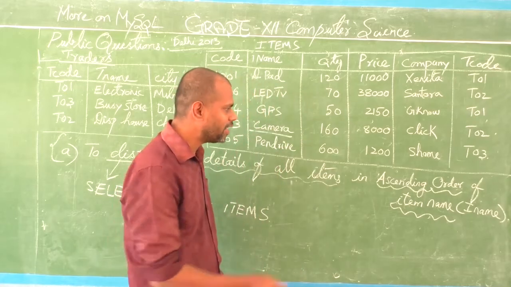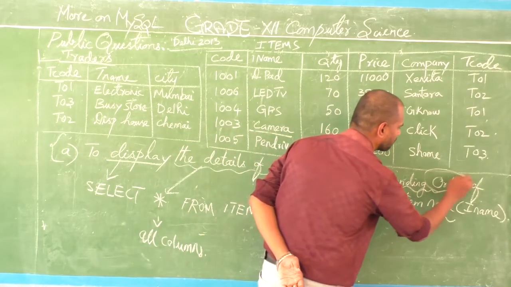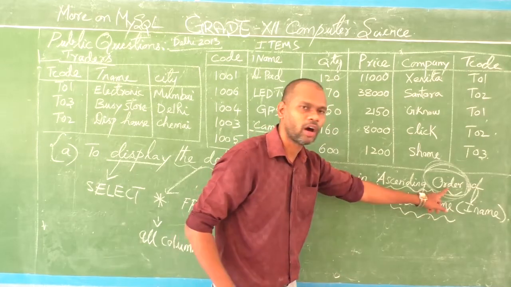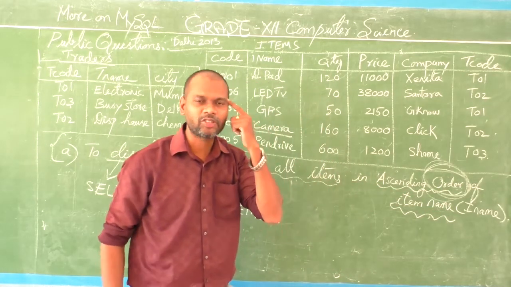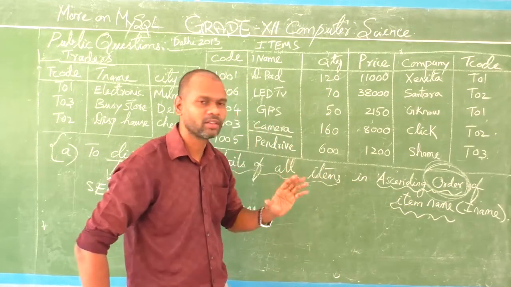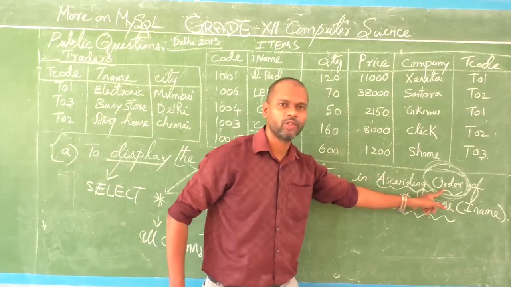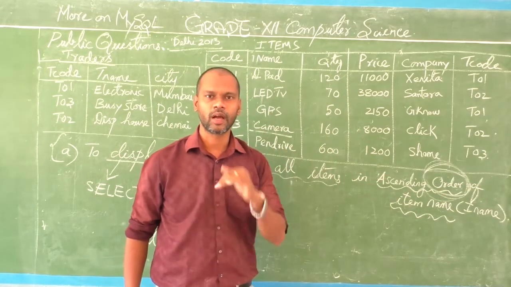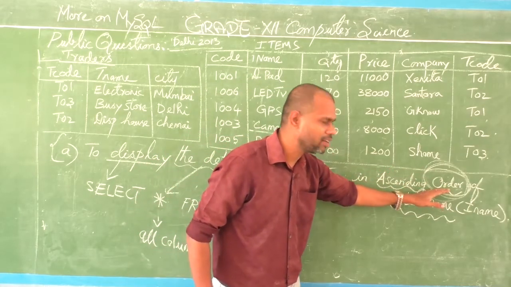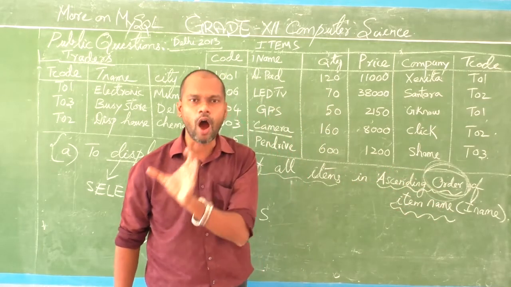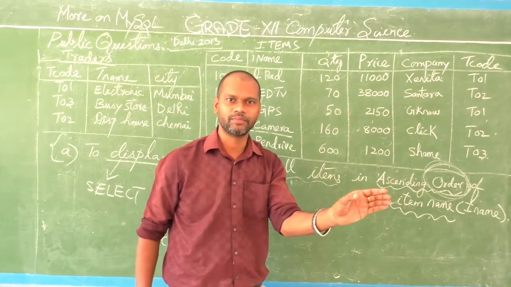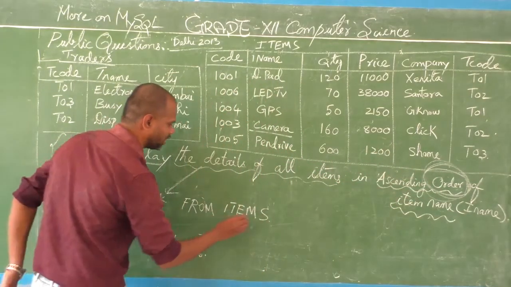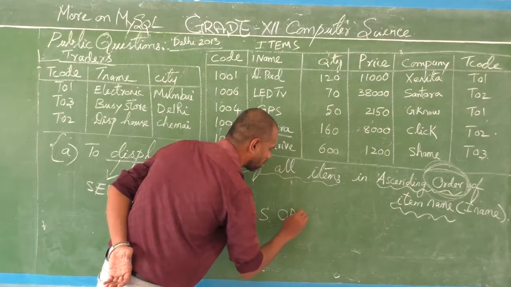Okay. Whenever you see this word order, there should be one thing in your mind. What means? If you see order, your mind should remember order by column name. Come on, say. If you see order, your mind should say order by column name.